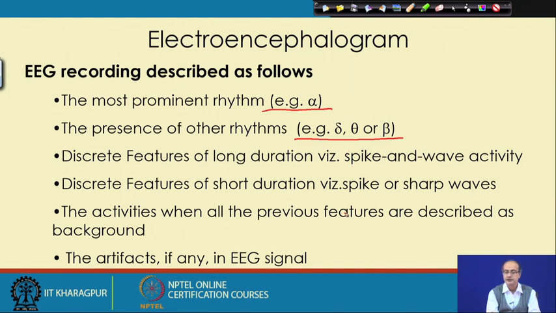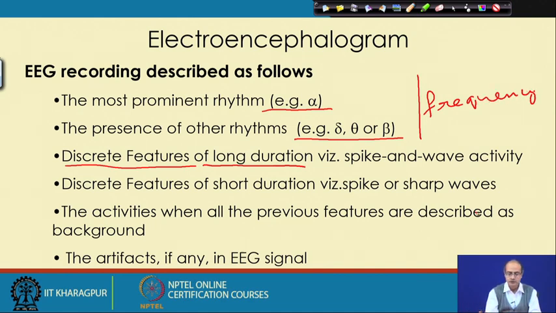For example, if he gets into sleep or feels sleepy, then theta wave may come. If that person thinks about his other work, then it may go towards beta. So, there is a contamination, we can say, along with that alpha wave. So, these are the first two points that need to be given. Next, we should talk about the discrete features of long duration. The first two are frequency based descriptions.